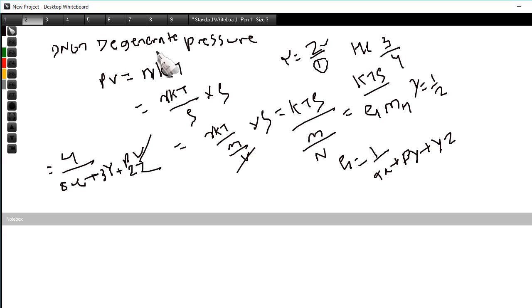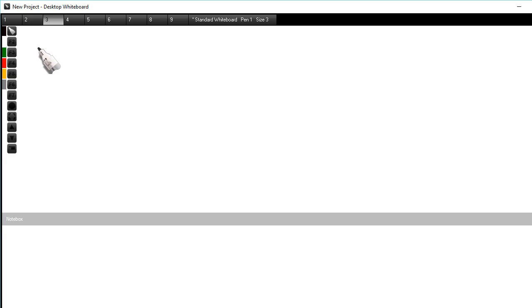So that is the non-degenerate pressure. So let me go back to degenerate pressure. So first condition, we will talk about the non-relativistic.